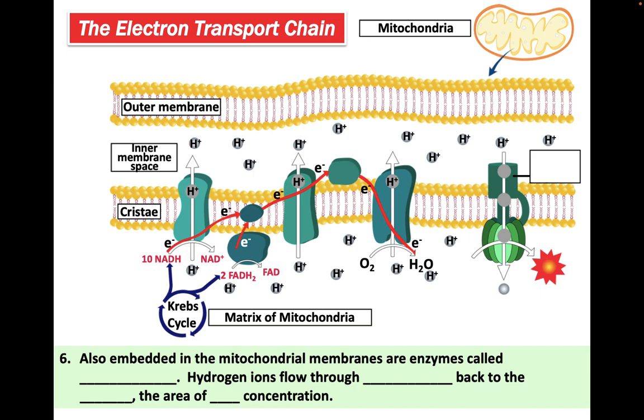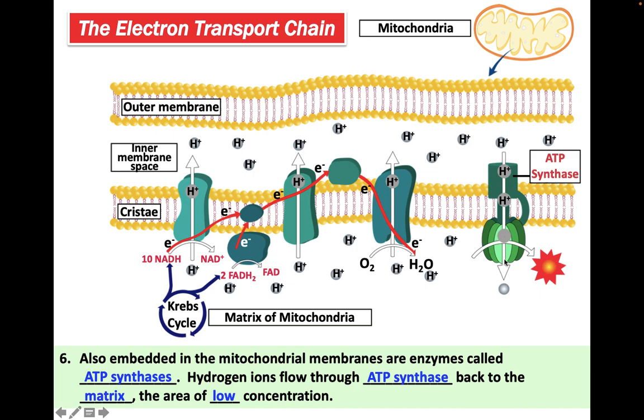Also embedded in the mitochondrial membranes are enzymes called ATP synthases. We have the same thing in photosynthesis. If you remember, synthesis means to make. ATP is what it's making, and the ase means that it's an enzyme. Hydrogen ions are going to flow through the ATP synthase back to the matrix, the area of low concentration. Remember, with diffusion and osmosis, we want our higher concentration stuff to go back to the lower concentration to get to equilibrium. The ATP synthase is going to allow that to happen.